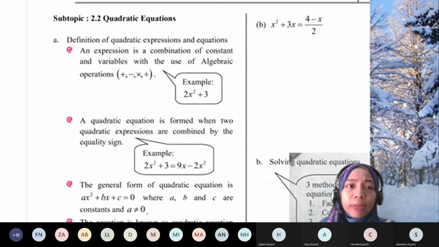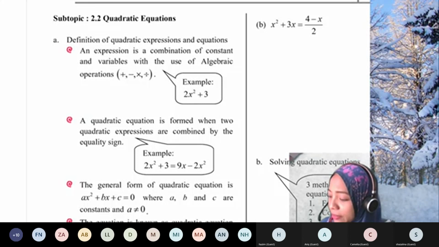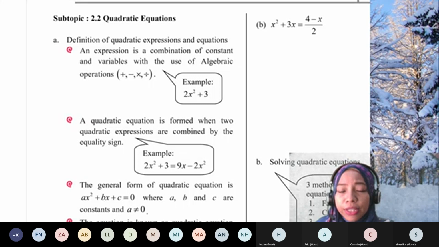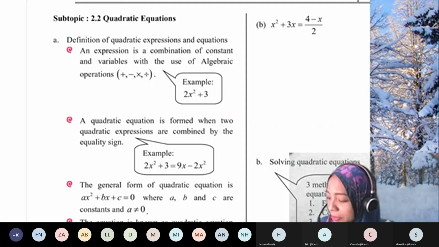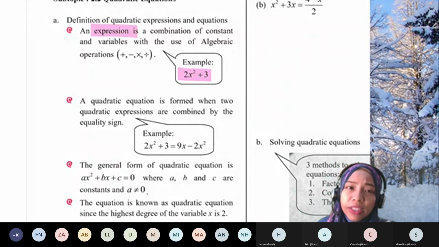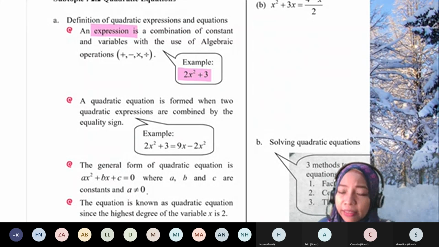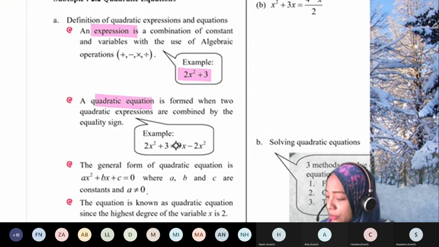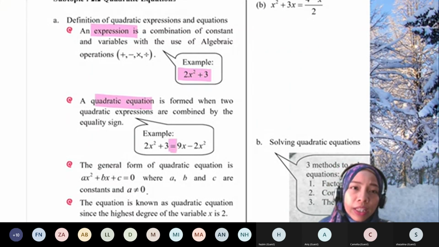Okay, we've done that. Chapter 2.1 is finished. Now we continue with 2.2 quadratic equation. If just now we looked at the linear equation where the power of x, y, z is 1, now for quadratic equation the power must be 2. Just like before, basically an expression is when you are given only the function without the equal sign. Once it is equated with something, we call it a quadratic equation.